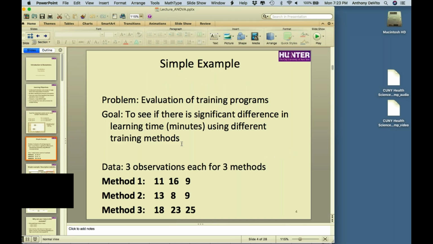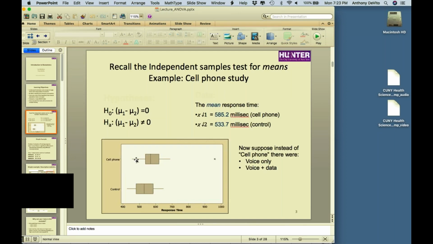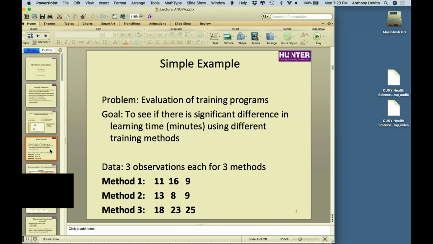Okay, so let's take a look at this. Well, now, let's say we were evaluating training programs, except that now, instead of there being two groups that we want to compare the mean of, there are now three groups. When we had two groups, we could compare box plots. We could see the variability between the two groups. We could test using the t-test for the difference between the groups, to see if there is a difference in the means. Well, now we have three groups. That complicates things a little bit.